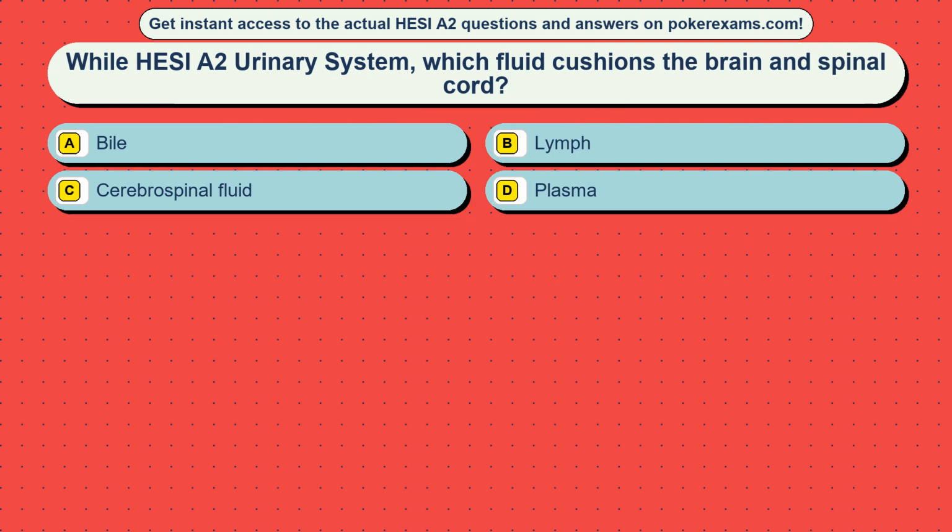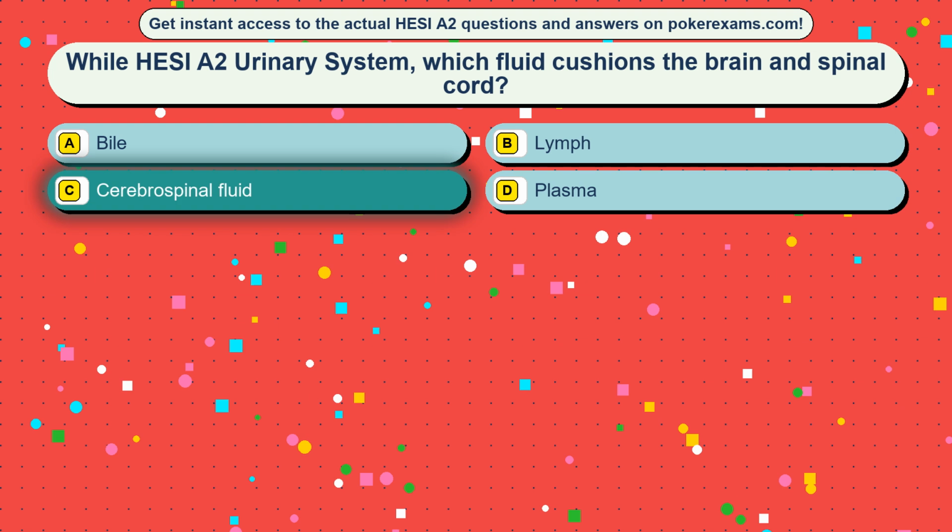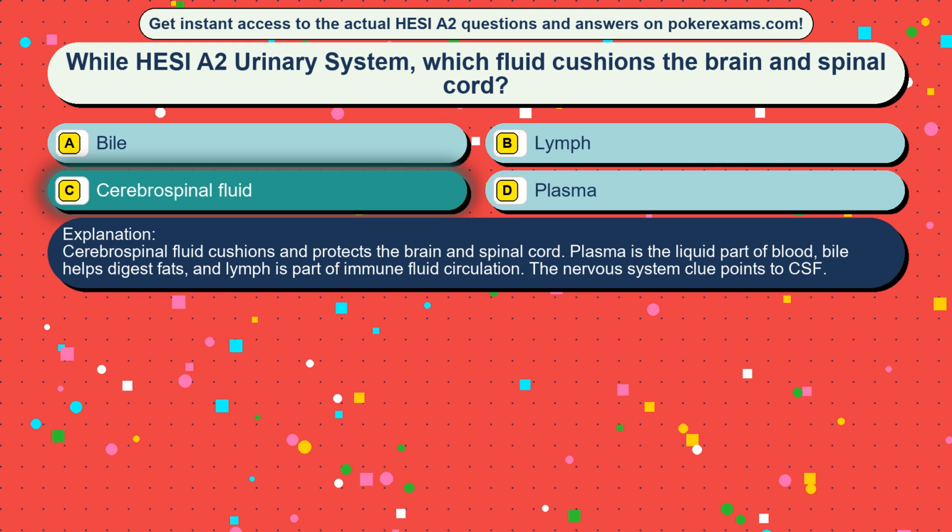Question 47. While HESI A2 urinary system, which fluid cushions the brain and spinal cord? Option A, bile. Option B, lymph. Option C, cerebrospinal fluid. Option D, plasma. The correct answer is option C, cerebrospinal fluid. Cerebrospinal fluid cushions and protects the brain and spinal cord. Plasma is the liquid part of blood, bile helps digest fats, and lymph is part of immune fluid circulation. The nervous system clue points to CSF.